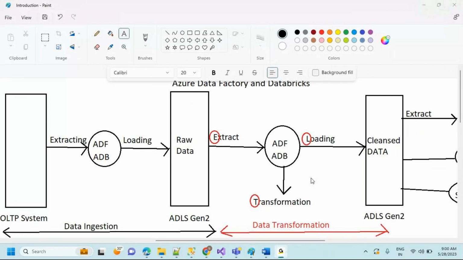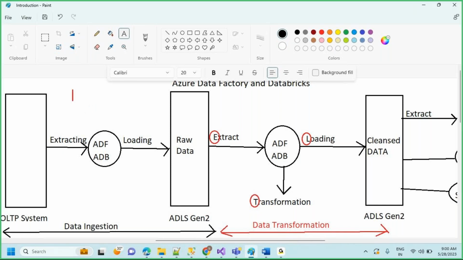Bhaskar, what is meant by data migration? Data migration or data ingestion, you're saying? Data ingestion, data migration will be there, right? Data migration means basically migration projects will be there.